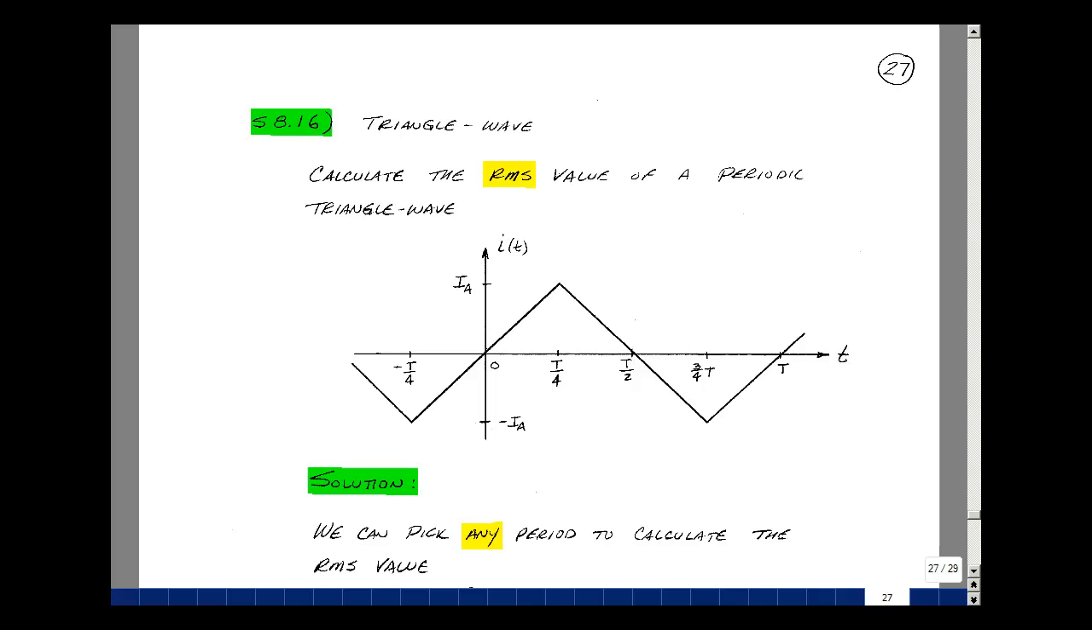This lesson deals with supplemental problem 8.16. You can find this problem in the ECE202 ebook in the Chapter 8 Supplemental Problems starting on page 27. Given this triangle wave here, can you find the RMS value of it?